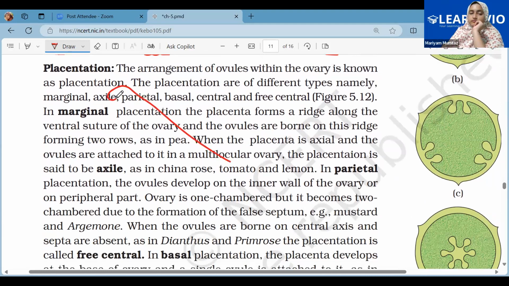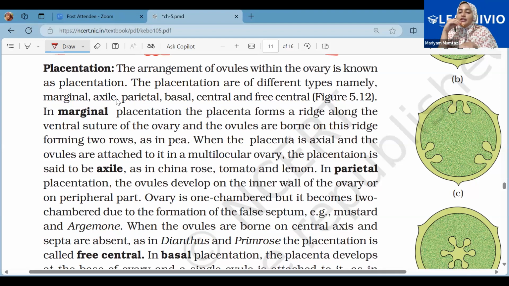Now, placentation is the way the ovules will be arranged inside the ovary. Meaning, have you opened green peas to take out the seeds? Have you done that? Your mother has assigned you that work? So when you split it open, have you seen that it lies on the margin? All the seeds that you take out are present in a line.